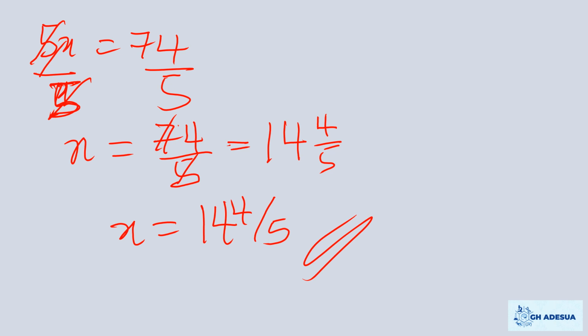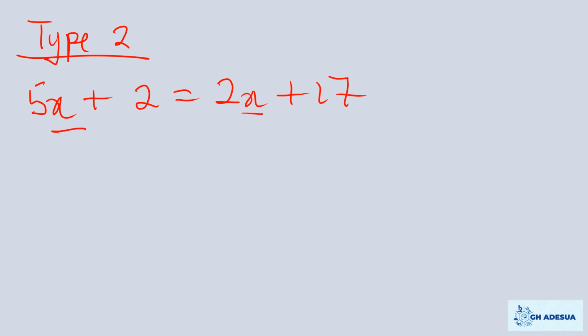Great. Now we go to our second form of equations. Okay, now let's look at the second type. In this second type, we are looking at the variables in 2 locations, on the left-hand side and on the right-hand side. So for example, let's look at this. So you have 5x plus 2 is equal to 2x plus 17. Now I realize that x is here, x is there. So you have to group it to one side.